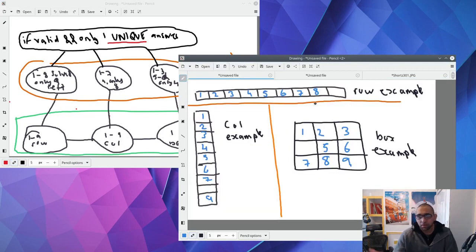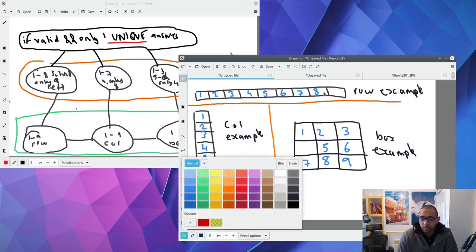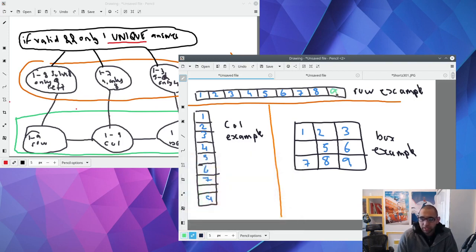Here are some examples. Let's say you have a row which is missing one cell, and the only answer that can be is a 9. Then okay, you must be 9 by default. If we have a column and the only possible answer is 8, you must become 8 by default. If you have a box and there's only one possible answer, you must become 4 by default. As long as you have 1 to 9 and aren't repeating, you're fine.